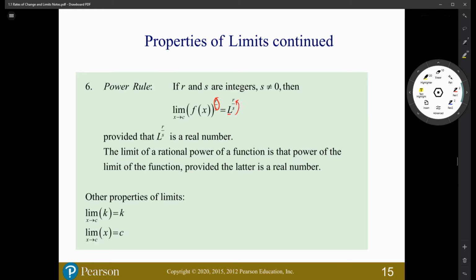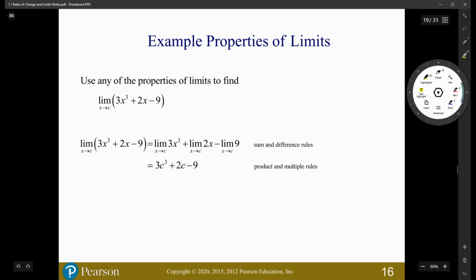Now that was all very algebra language, lots of variables and letters standing in there for numbers and functions. So we are going to see pretty soon some real examples, and I think it's going to make a whole lot more sense. Some others to note. The limit as x approaches c of a constant is the constant, and the limit as x approaches c of x is c. So here's an example. Use any of those properties we just talked about to find the limit as x approaches c of 3x cubed plus 2x minus 9. The answer is given down below, but let's try this ourselves first.